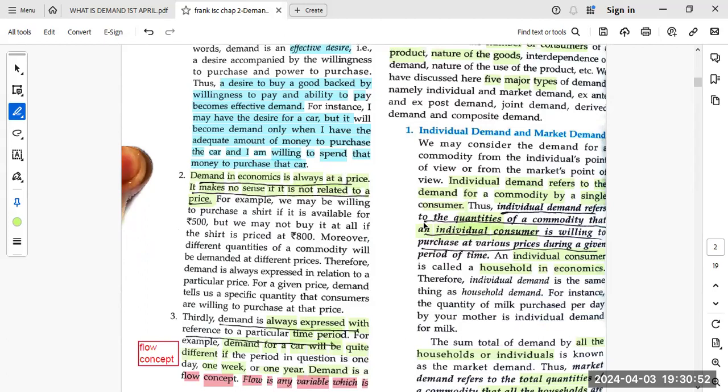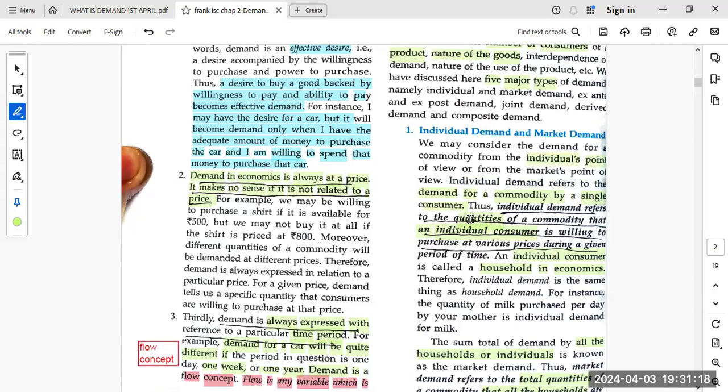So we may consider the demand for a commodity from an individual's point of view or from the market point of view. Individual demand. Now, what is individual demand? Individual demand refers to the demand for a commodity by a single consumer. For example, quantity demanded by Rohan, quantity demanded by Srinija. So for you, it is individual demand.